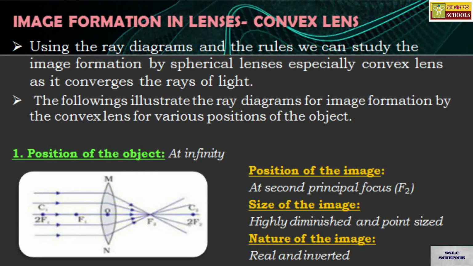So let us go through the concept. Using ray diagrams and the rules, we can study the image formation by spherical lenses, especially the convex lens, as it converges the rays of light. The following illustrate the ray diagrams for image formation by the convex lens for various positions of the object.